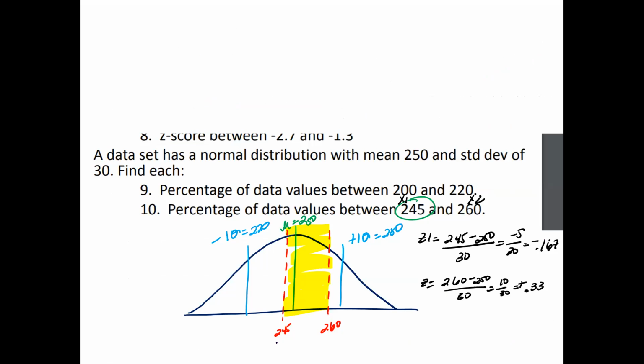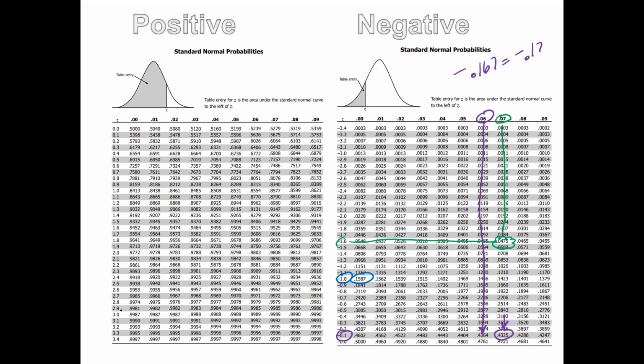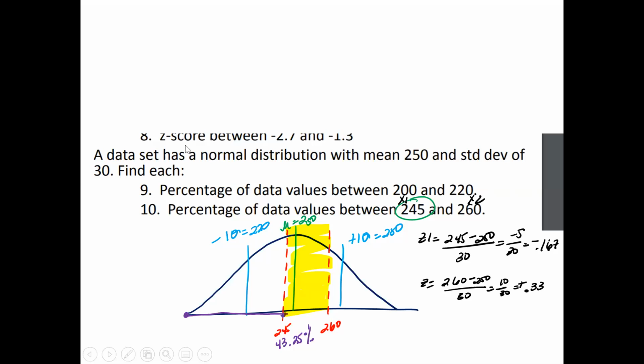So at the first one, that is 43.25% right here. And that's from here to right here. Okay. And then let's take a look at the second z-score, which is 0.33, and it's in the positive. So 0.33 is right here. That's going to give me 62.93. So that's from here all the way to here.